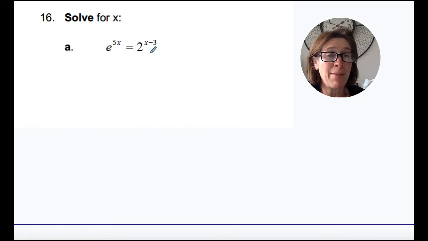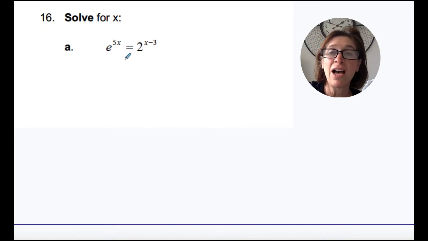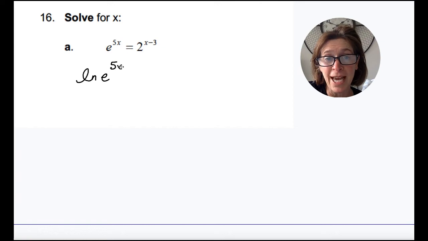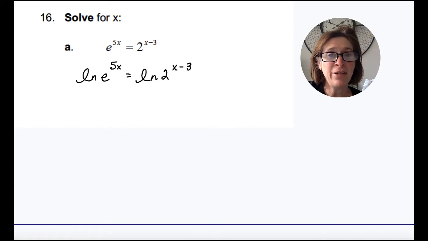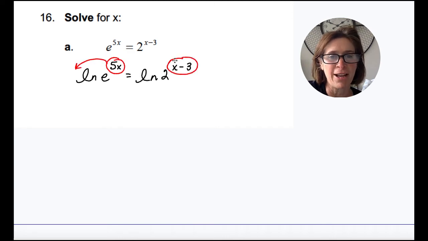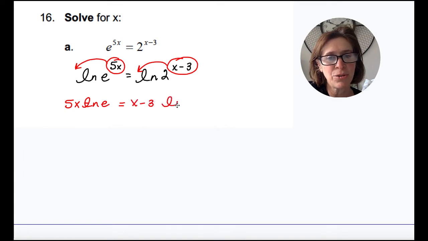I'm hoping most of you recognized you could not make the bases the same, so that means you had to use logs to solve this problem. So first, we would take the ln of both sides. Why ln? Because we're dealing with e, and that's its inverse function. So we have ln of e to the 5x equals ln of 2 to the x minus 3. Then we use our properties of logs and bring our exponent to the front. So we have 5x ln e equals (x minus 3) ln 2.